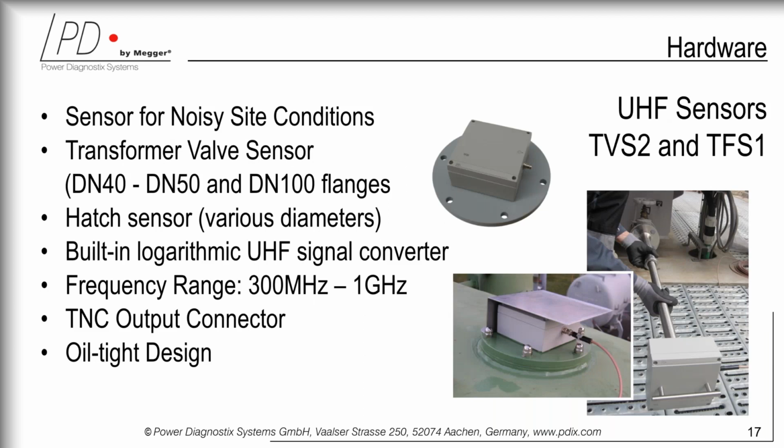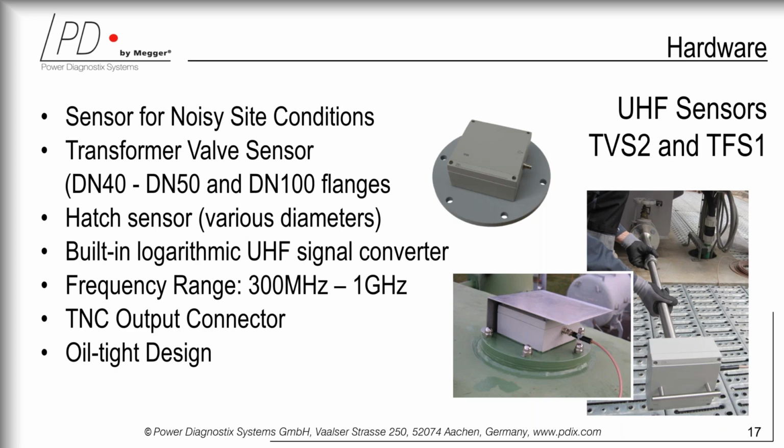Now, we are also producing UHF sensors, basically TVS2 and TFS1. They are introduced either through the oil valve, through the drain valve, sometimes through the filling valve, but mainly through the drain valve. And also there are hatches on these transformers, so we build such kind of UHF sensors that they are mounted straight on the hatch. Here we have a very good collaboration with a variety of transformer manufacturers, and therefore we are able to know ahead all their drawings and therefore produce the right flange for the corresponding tank or for the corresponding valve.